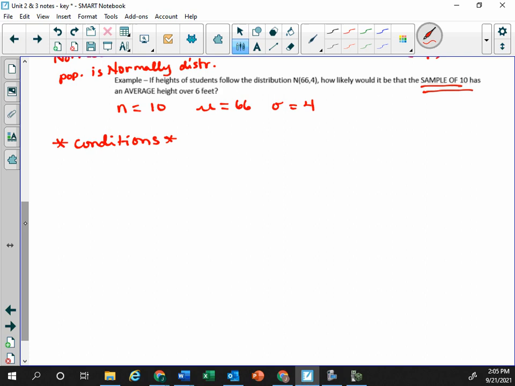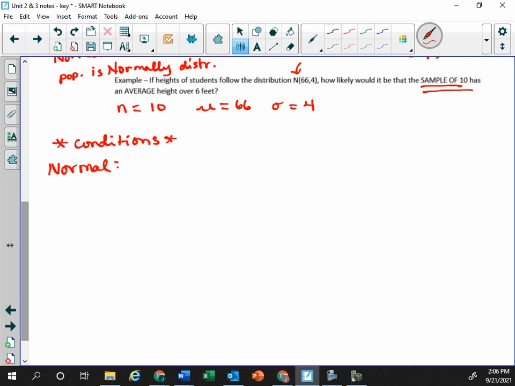Okay, so the first one is, is it normal? What do you think? Is it normal? No. Anybody else? I'm seeing some maybe no's. Okay, what does that little n right there mean? That big capital N, not little n. It means it's normal. It means the population is normal, right?